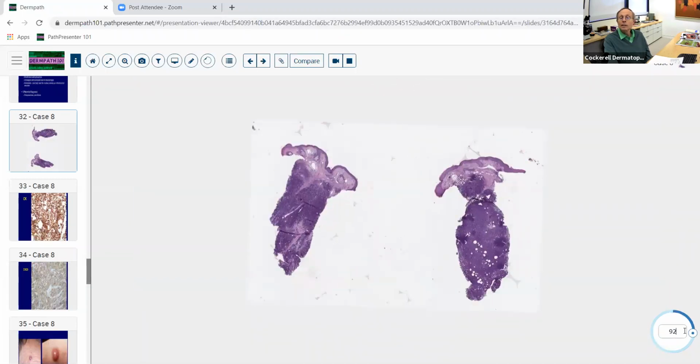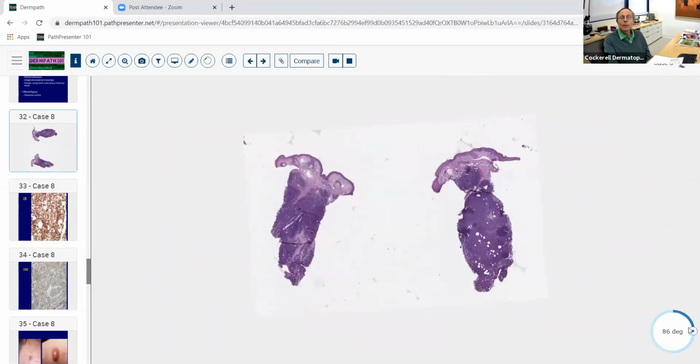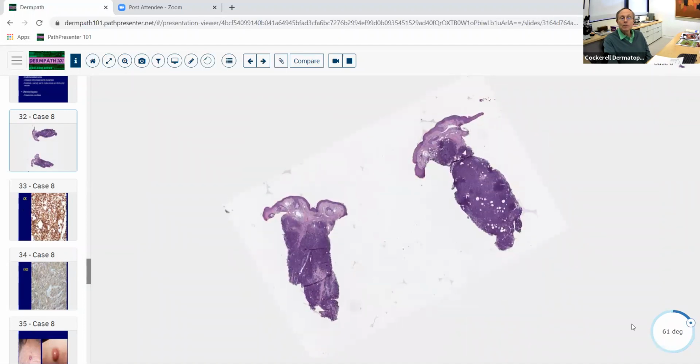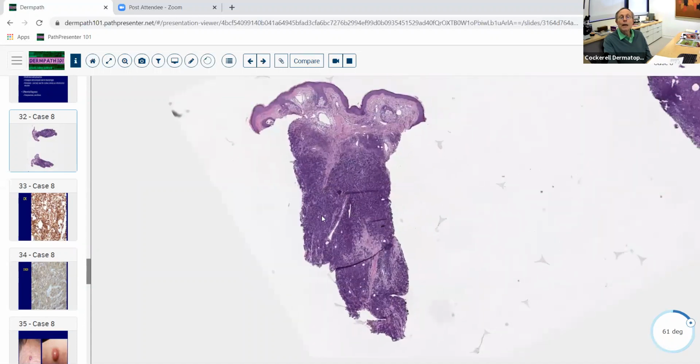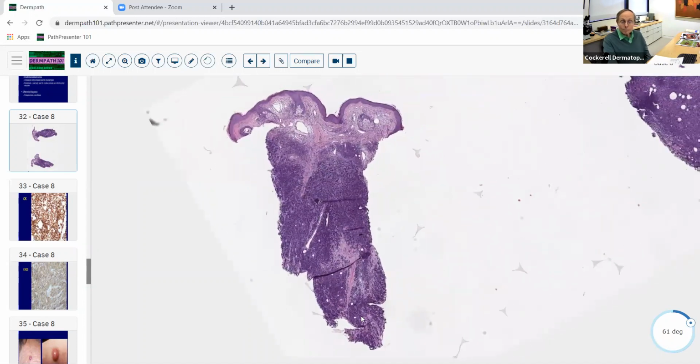Okay, let's take a look at this lesion here. Two pieces. Let's take a look at this piece over here first. And we've got a punch biopsy. Again, lesion located in the dermis, and at low magnification it's got lots of blue cells in the dermis.